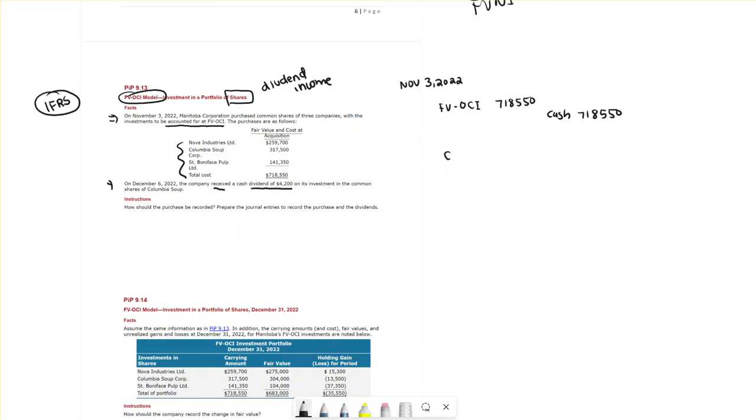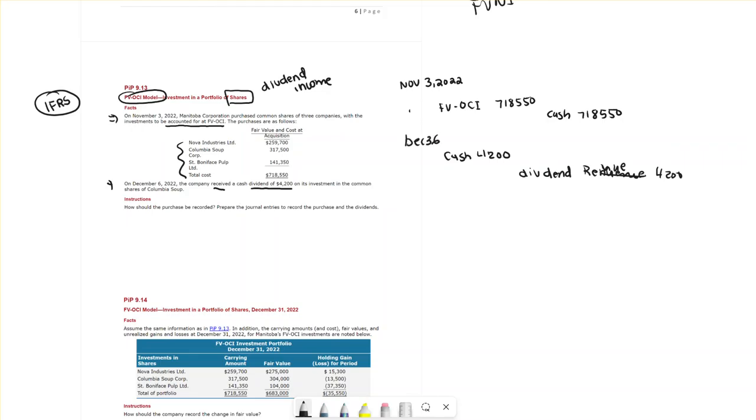So if you received a dividend, debit will be a cash of 14,200. Credit will be your dividend revenue. Some companies also call it dividend income. That is also good. So I can spell revenue. 42,200. So this will be my first entry. This entry will be on December 6th.